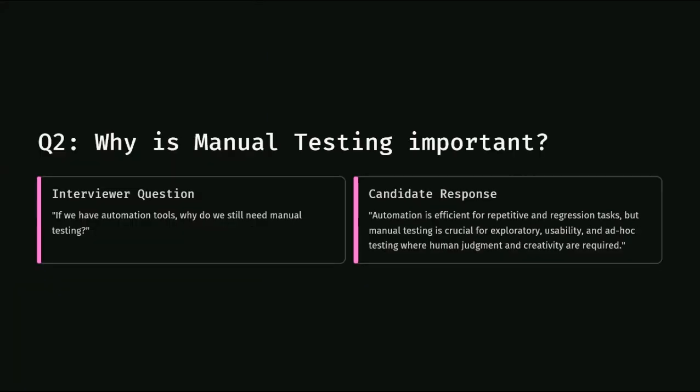Second question. Why is manual testing important? Or in other words, if we have automation tools, why do we still need manual testing? So, candidate response: automation is efficient for repetitive and regression tasks. But manual testing is crucial for exploratory, usability and ad hoc testing, where human judgment and creativity are required. So, this would be the perfect answer.